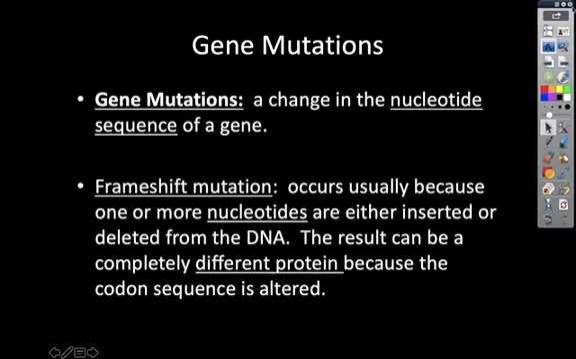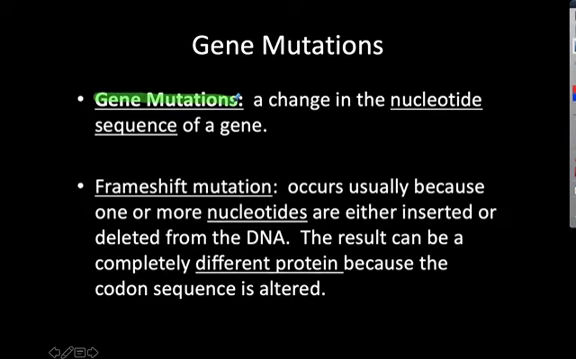Okay, so the definition for gene mutation, let's get that. Like I mentioned just a minute ago, it's going to be a change in the nucleotide sequence of a gene. So very, very specific. It's going to be affecting those specific bases, the adenine and the thymine and the cytosine and the guanine.